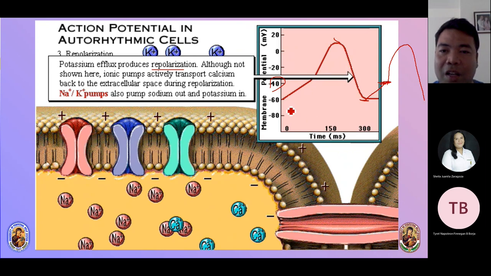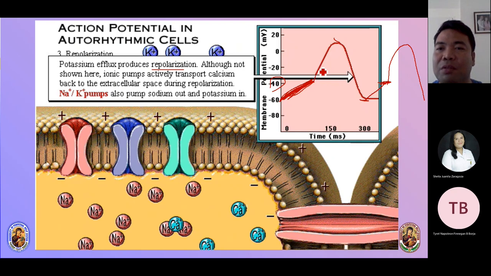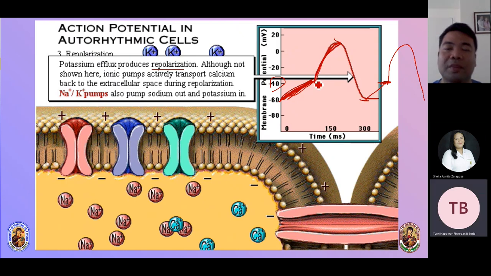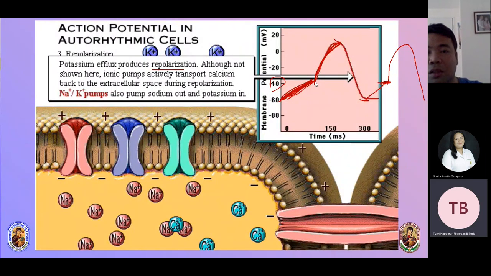Sige. As a summary, which ion channel or which ions enter the cell during this stage of the action potential? Ito, phase 1, pacemaker potential. Anong ions to? Sodium. Influx or efflux? Influx. Very good. How about this one? Phase 2, depolarization. Anong ions yan? Calcium, specifically fast calcium channel. Influx or efflux? Influx pa rin. Very good.